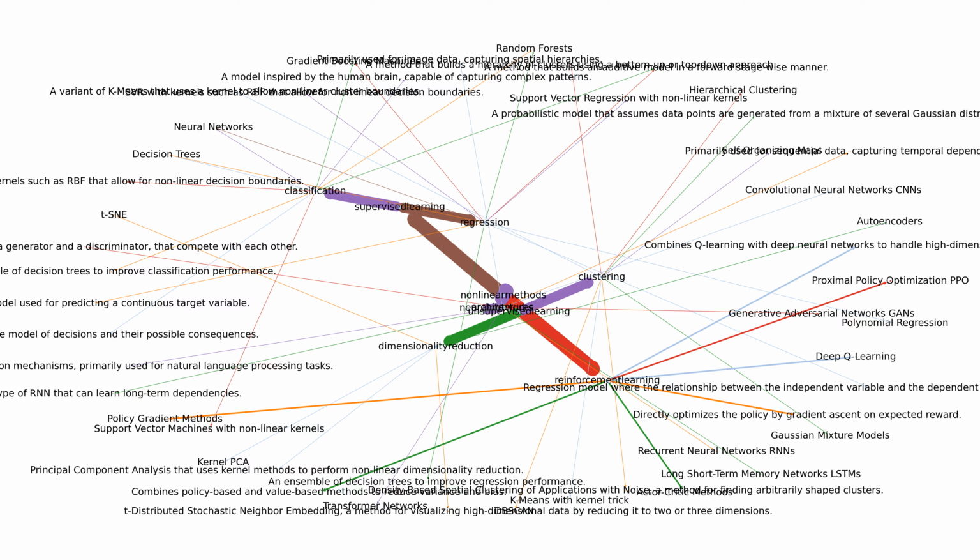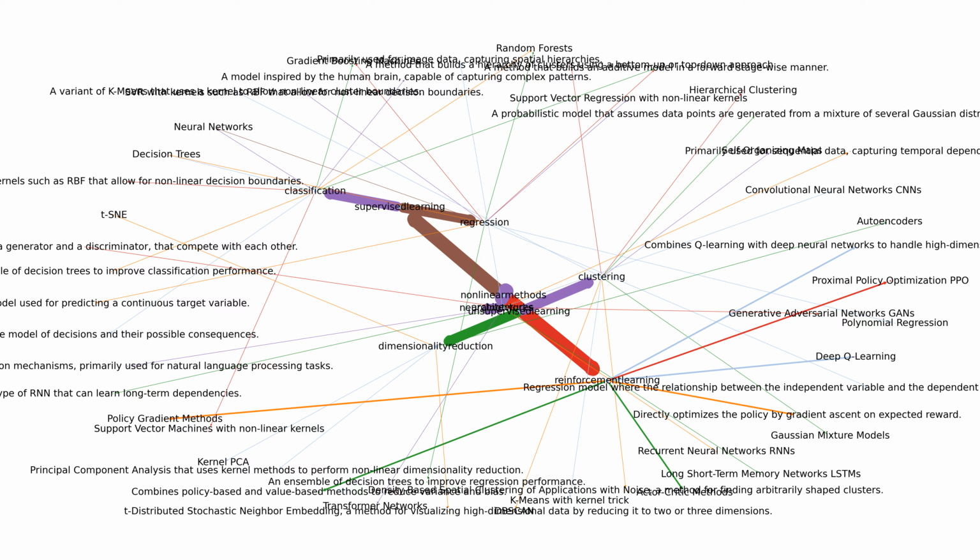Regression. Method: Polynomial regression. Description: Regression model where the relationship between the independent variable and the dependent variable is modeled as an nth-degree polynomial. Method: Decision trees. Description: A tree-like model used for predicting a continuous target variable. Method: Random forests. Description: An ensemble of decision trees to improve regression performance.